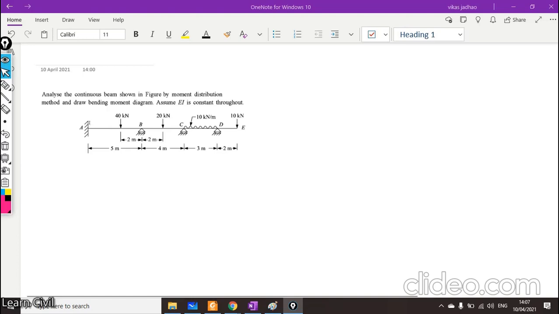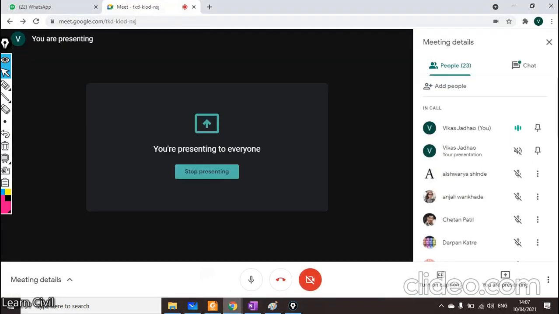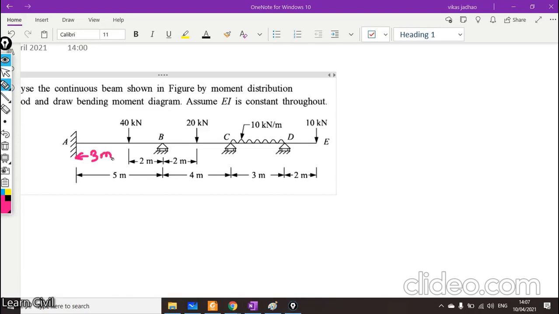We are having spans ABCDE. Span AB is subjected to a point load of 40 kilonewton, which is acting at a distance of 2 meter from point B, and at a distance of 3 meter from point A or end A.